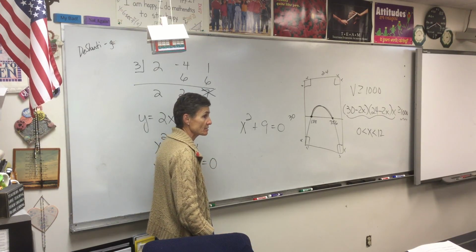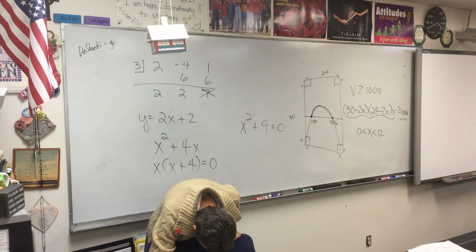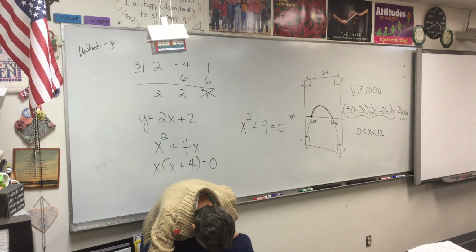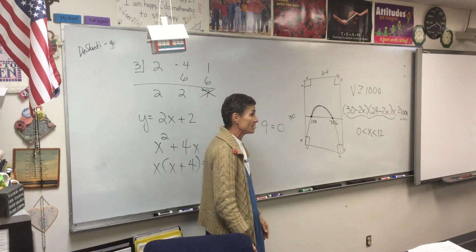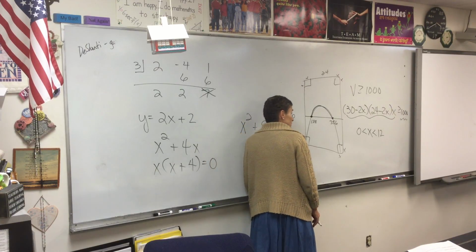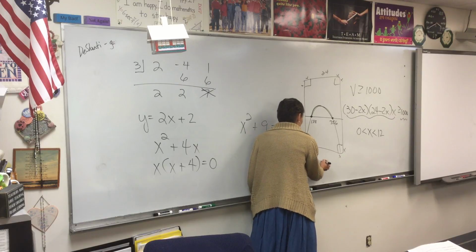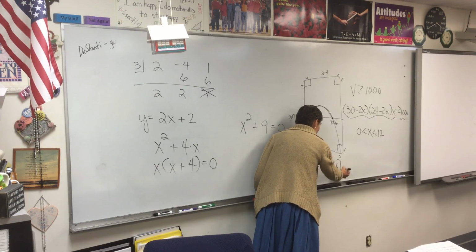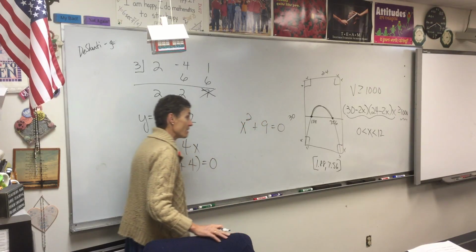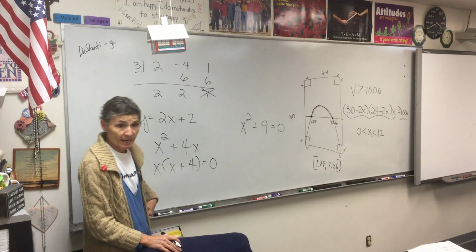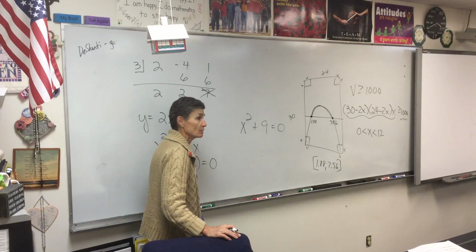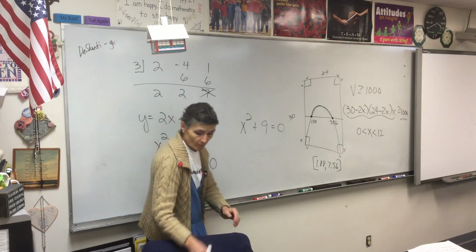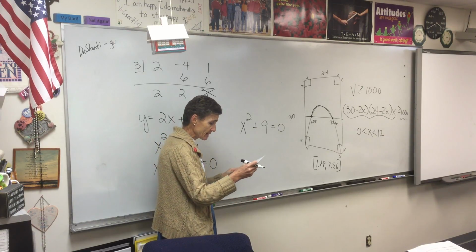So now I need to answer the question, which was how big must the cutouts be? So that's x. X is the cutouts. How big does it have to be? Between 1.88 and 7.56, don't they? In that interval right there. That's where the cutouts will create a box bigger than 1,000 cubic inches. Got it? Okay.